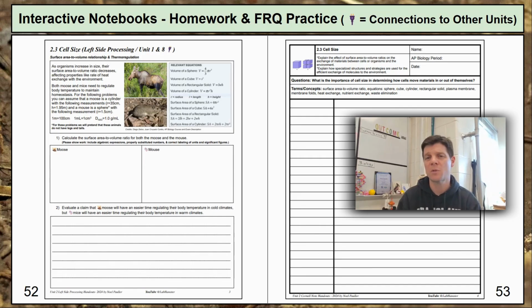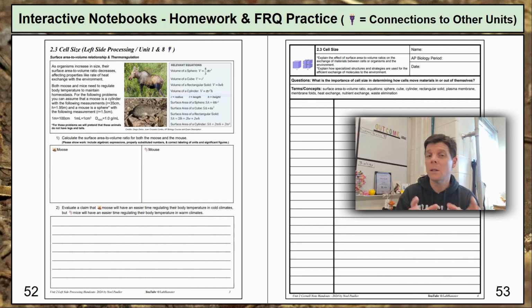I'm giving them some structure, so I'm asking them to meet some key learning goals, like explain the effect of surface area to volume ratio, asking some key questions, and giving them important vocabulary, terminology to use in their notes. So that's completed outside of class.